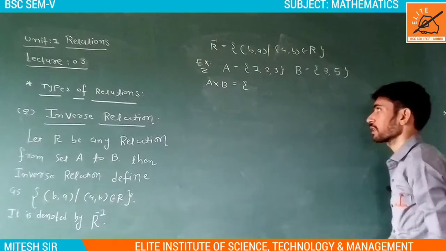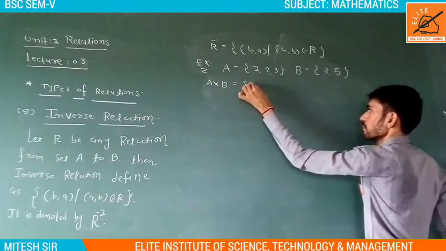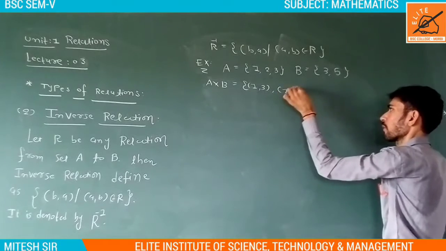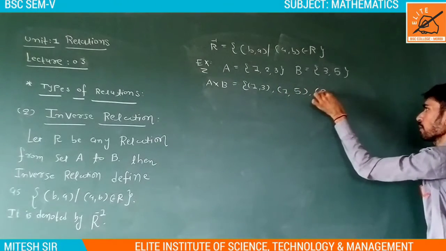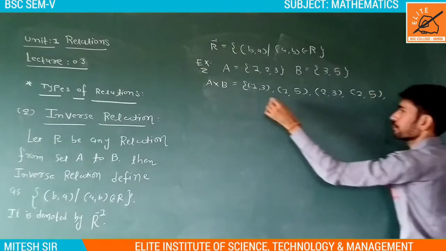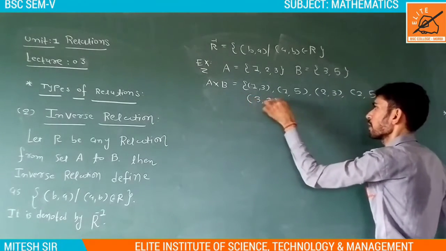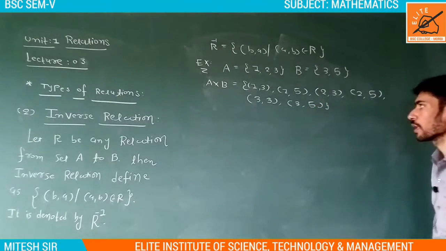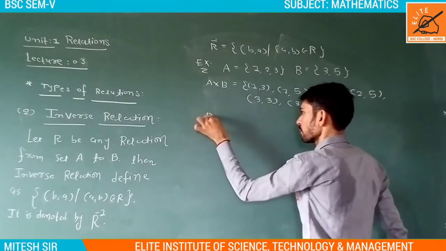So how to define the Cartesian product? The pairs are (1, 3), the second pair is (1, 5), the next pair is (2, 3), (2, 5), (3, 3) and (3, 5). Now we define the relation R1.